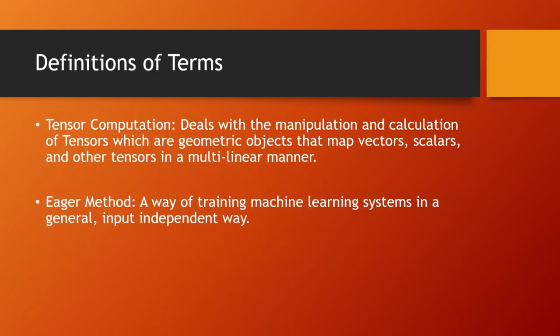Tensor computation. Tensor computation deals with the manipulation and calculation of tensors, which are geometric objects that map vectors, scalars, and other tensors in a multilinear manner. Eager method. The eager method is a general independent way of training machine learning systems. As opposed to lazy learning, post-training queries will have no effect on the system itself.